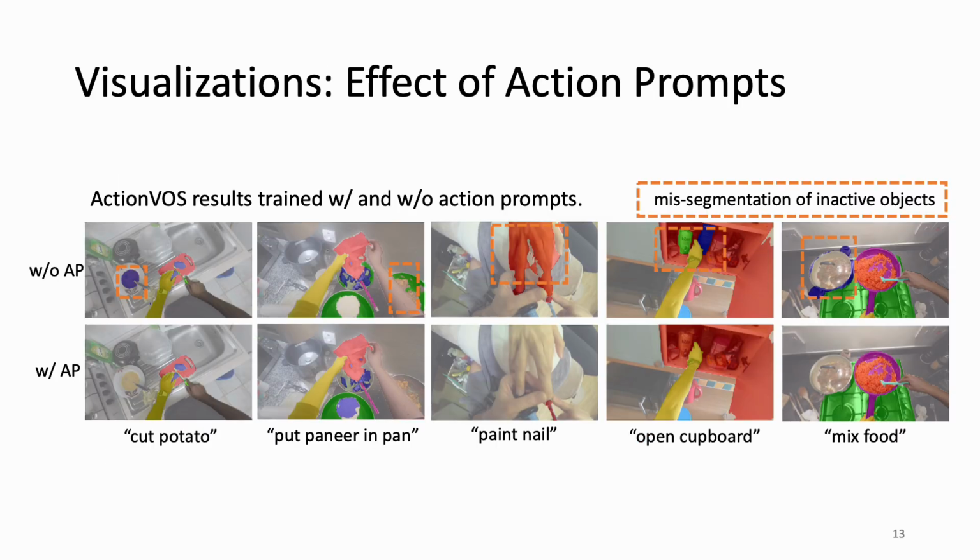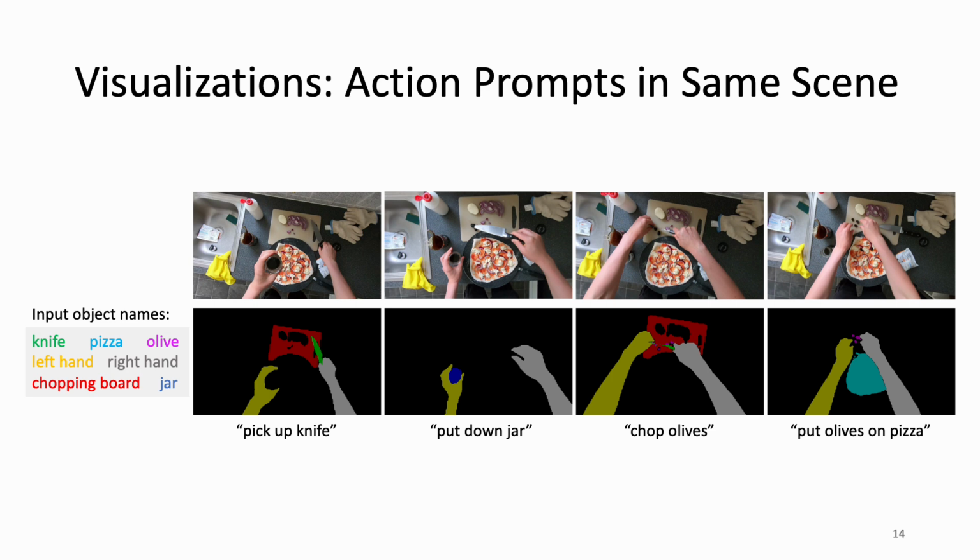Here are some visualizations compared to models that do not take action prompt inputs. We can see that action prompts significantly reduce the missegmentation of inactive objects. Here is another visualization of different action prompts in the same scene. We use the same input video and object names, but different action prompts. And our model can automatically segment only active objects that correspond to the very input action prompt.